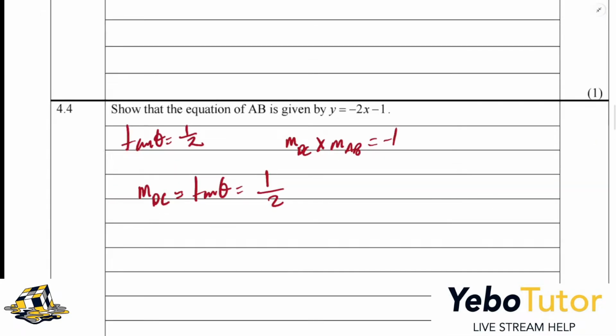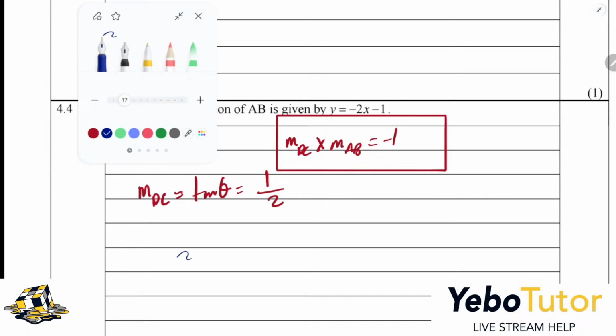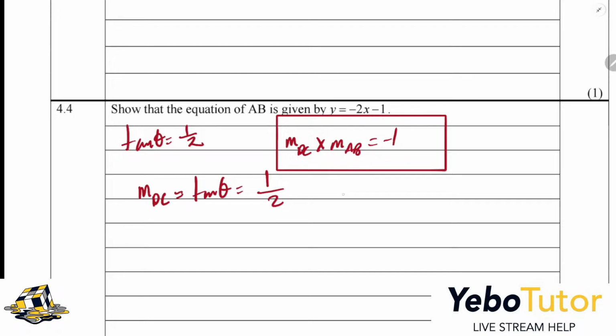So from that point we can solve our stuff quick and fast, because we already know what we are dealing with. From this equation which we have formulated for ourselves, we now have 1 over 2 times the gradient of AB, which is equal to negative 1. Then the gradient of AB will be equal to negative 1 over 2 inverted, which is just going to be negative 2.